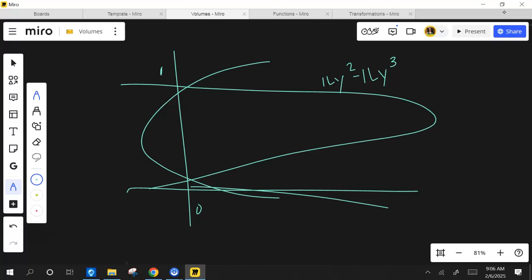This is why I can't have it hooked up. You see how it's writing? This one's 2y squared minus 2y. No, this is going to be just a straight polynomial.